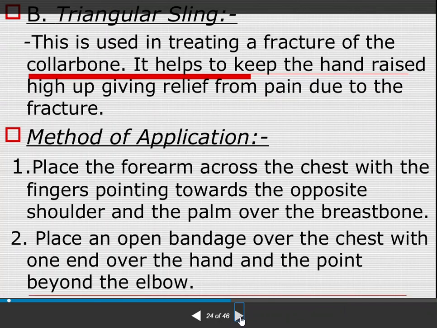Triangular sling is used in treating a fracture of the collarbone. Collarbone, that is the clavicle bone. So it is used in patients with a clavicle bone fracture. It helps to keep the hand raised high up, giving relief from the pain. Means the hand can be raised and it will help to relieve the pain of the patient due to the fracture.